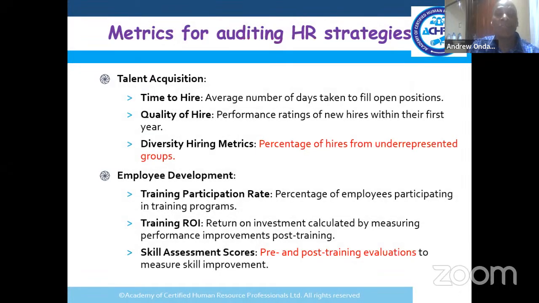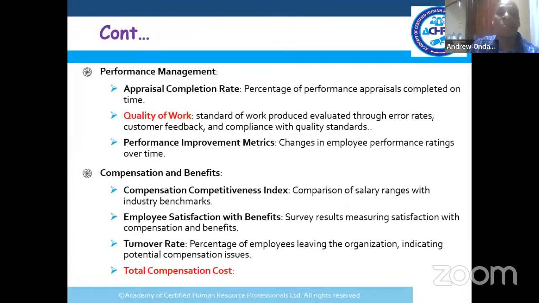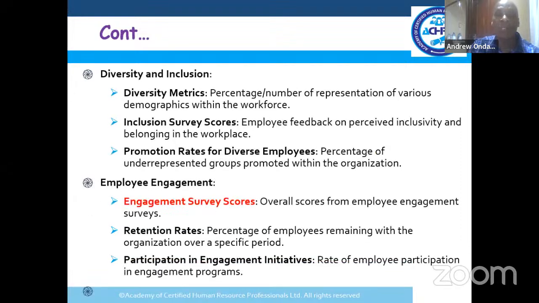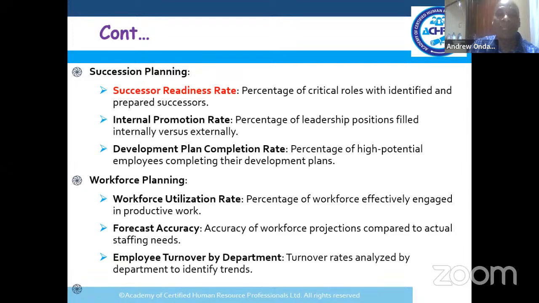It includes this key concept: talent acquisition, employee development, performance management, compensation and benefits, diversity and inclusion, employee engagement, succession planning, and lastly, workforce planning.